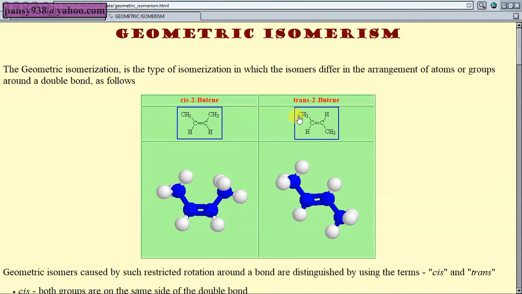And in the second form, trans-2-butene, one of the methyls is on the upper side and the second methyl is at a downward position. And in the case of the three-dimensional molecule, if you rotate it in any direction, you will see that both of the methyl groups always lie on opposite sides of the molecule. So this is called the trans isomer of 2-butene.